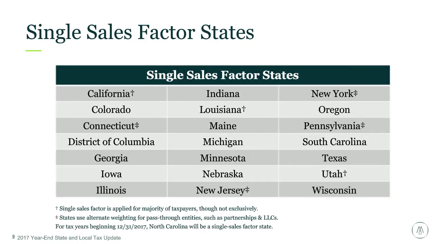The next slide does show the states that have moved to the single sales factor approach for apportioning income. And down at the bottom, I just wanted to point out that the very last note there for North Carolina should say for tax years beginning after December 31st of 2017. And so there's 21 states here now, so that is approximately half, a little under half of the states that impose income taxes are now single sales factor states.